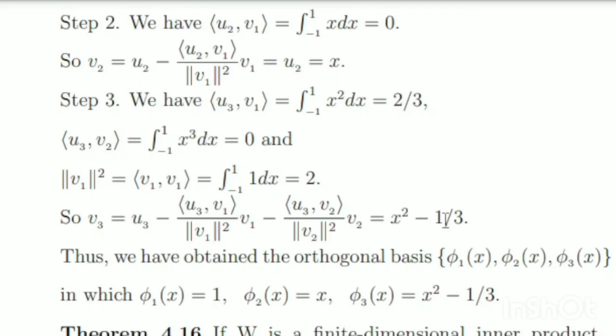And substituting all these values, you will get x squared minus 1/3. So now we have obtained the orthogonal basis, that is, the orthogonal basis as the set 1, x, x squared minus 1/3.